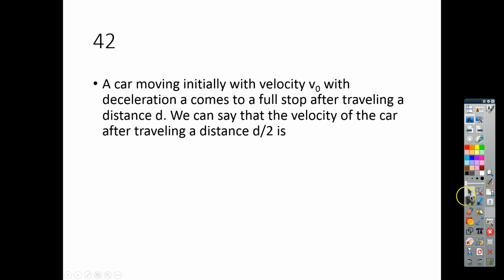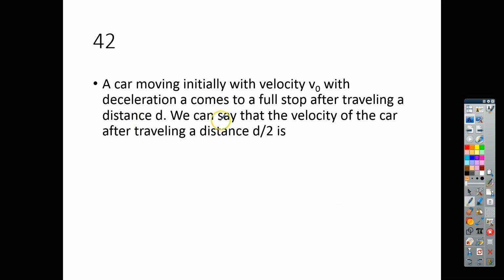This one is probably the hardest one to do, and it's the hardest one to explain too. So I have a velocity of a car. It comes to a full stop. So let's go ahead and use an equation: Vf squared is equal to Vo squared plus 2 times acceleration times distance. We can say the velocity of the car after traveling a distance of d over 2 is what? So we're going to try to figure out what this final velocity is. Initially, we're going to say the final velocity is 0, if we just plug some numbers in here.